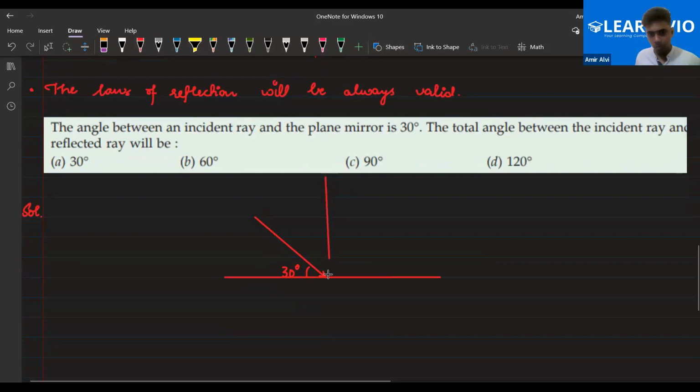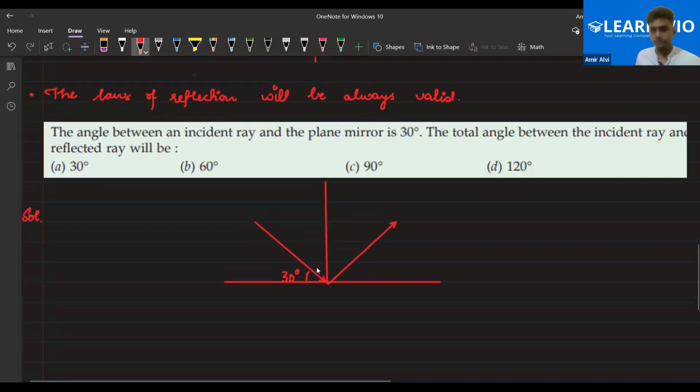If I draw a normal like this, this will be the reflected ray, everyone, yes or no? Yes. So if this is 30, what will be the value of this angle? Is this the angle of incidence, everyone? No. So what will be the value of the angle of incidence? 60. Okay, because this is 30.